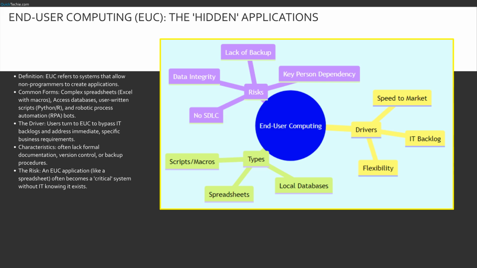Here is the landscape of EUC. At the center is the concept itself. Branching out to the left, we see the drivers why it happens. Users want speed and flexibility. On the right, we see the risks that auditors look for: no SDLC, data integrity issues, formula errors, and the key person dependency. Understanding these branches helps you identify where to look during an audit.